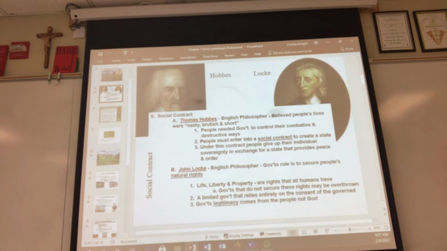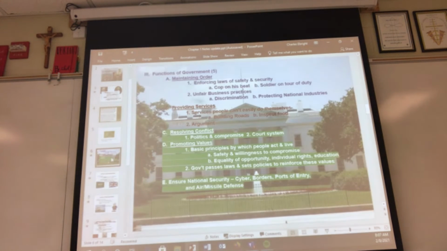Versus Hobbes. Hobbes said life in a state of nature would be nasty, brutish, and short. He really had a pessimistic view of human beings. Your 5 functions of government, okay? Maintaining order, providing services, resolving conflict, promoting values, and ensuring national security. That's likely to be a question like a multiple choice, where which one of these is right, which one of these is wrong type of thing.